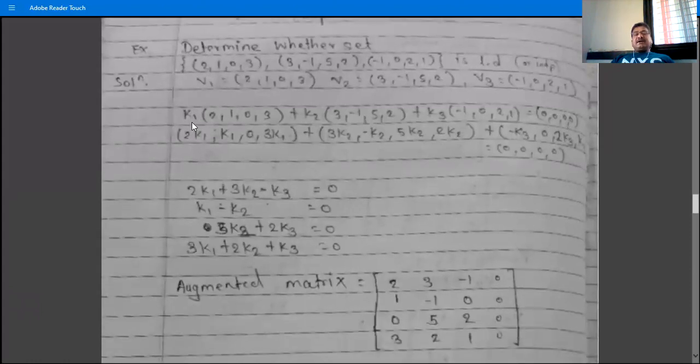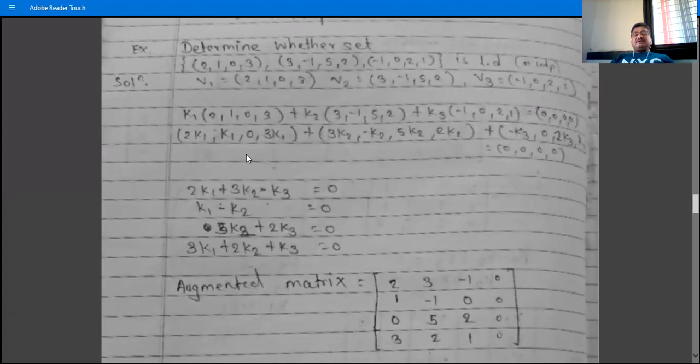And then apply the definition of scalar multiplication. We have this, and then add these three vectors. So write one more step here: in round brackets, 2K1 plus 3K2 minus K3, comma, K1 minus K2 plus 0, that is K1 minus K2, comma, 5K2 plus 2K3, comma, 3K1 plus 2K2 plus K3. And then this is equal to 0, 0, 0, 0.